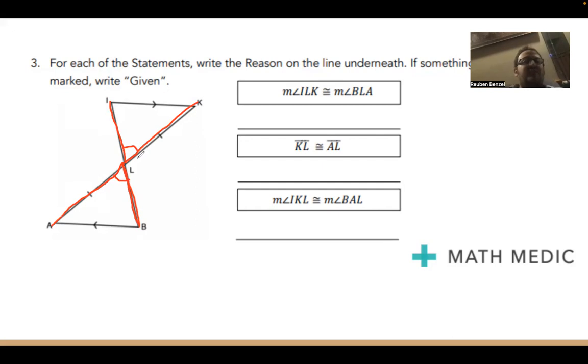Question is, what is this vocab word? Think about what it is before I tell you. It is, drum roll, vertical angles.